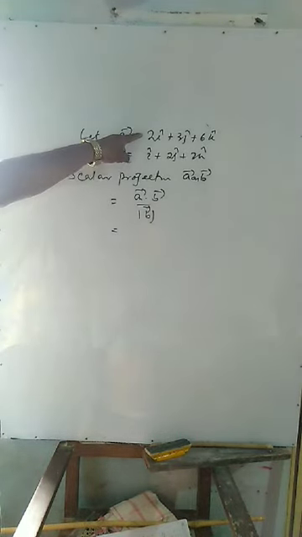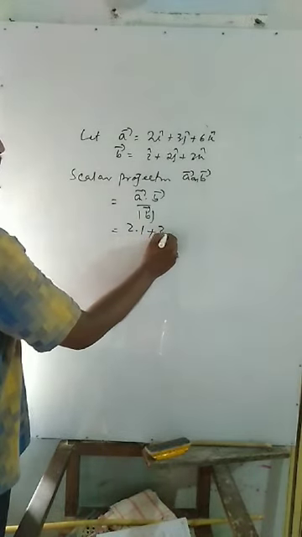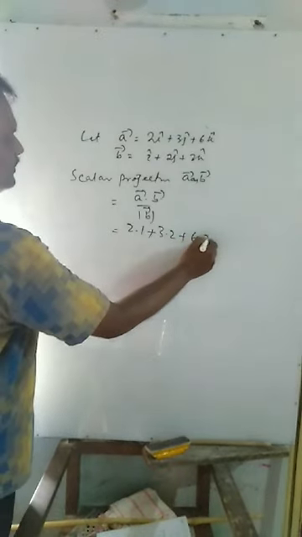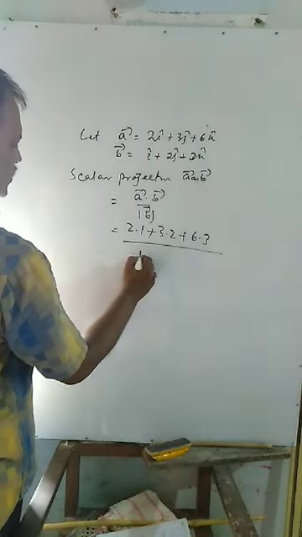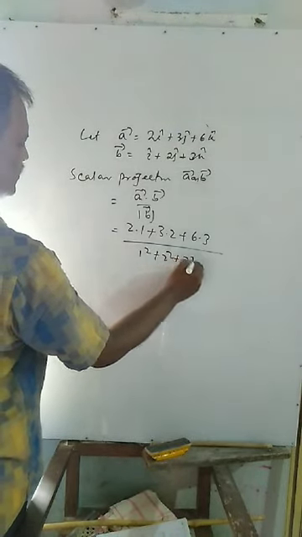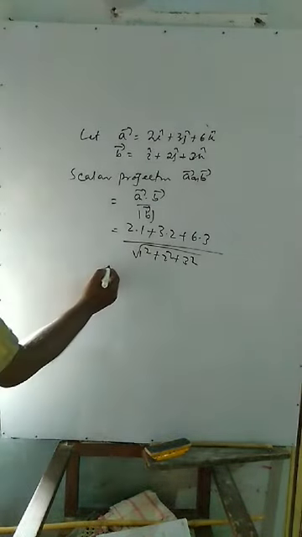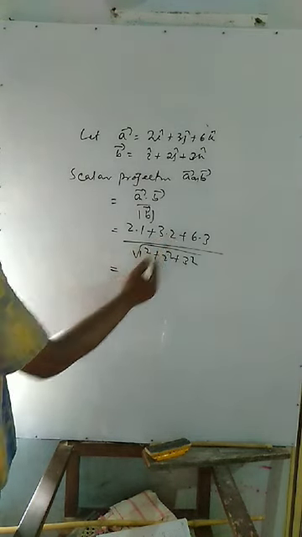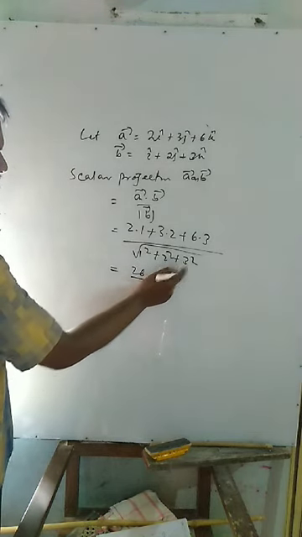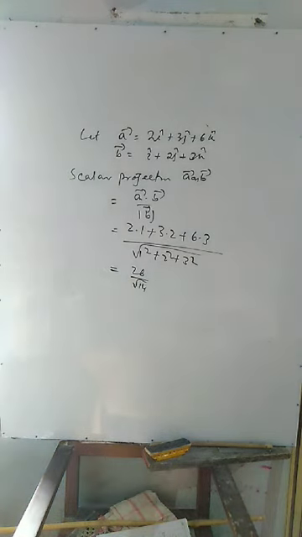So A dot B equals 2 into 1 plus 3 into 2 plus 6 into 3, whole by the B vector magnitude, which equals square root of 1 square plus 2 square plus 3 square. Okay, this is the scalar projection. So here it is 2 plus 6, 8 plus 18, 26, 26 by root of 9 plus 5, 14, root 14. So this is the scalar projection in which we get a scalar quantity.